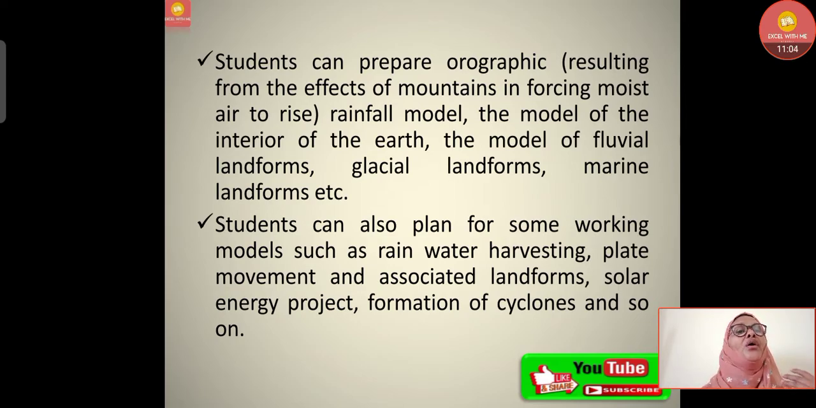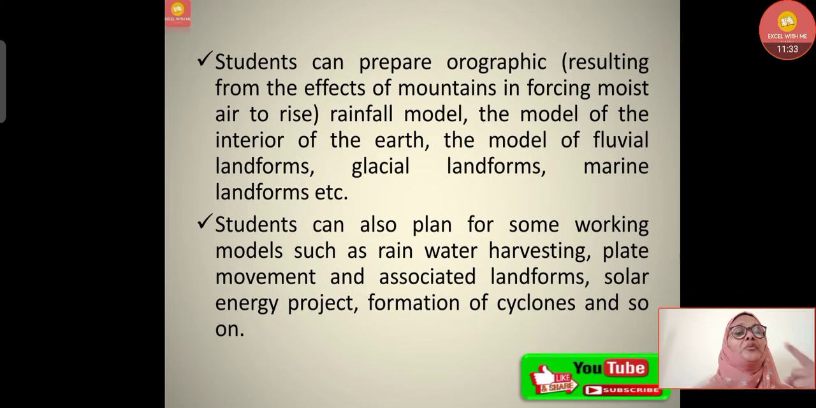Students can prepare orographic, that is resulting from the effects of mountains in forcing moist air to rise, that is orographic rainfall model, the model of the interior of the earth, that is the layers, the model of fluvial landforms, glacial landforms, marine landforms. Easily they will understand. Then students can also plan for some working models such as rainwater harvesting, which is very important.